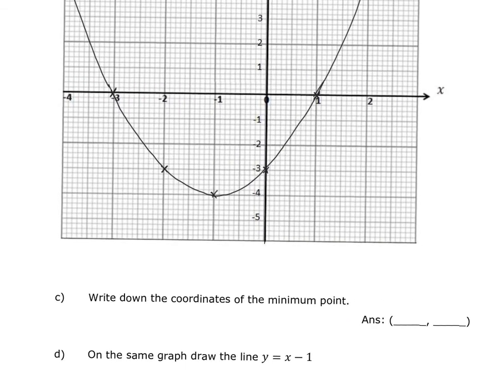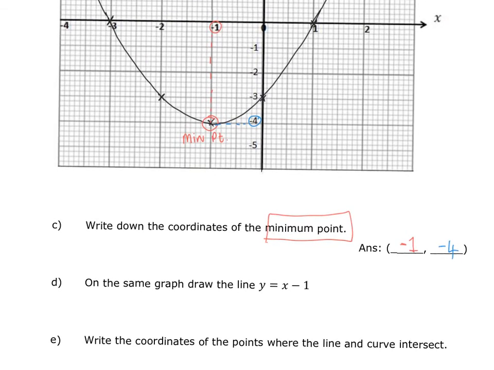Question C, write the coordinates of the minimum point. The minimum point is the lowest point, and the lowest point is this one. That is the minimum point, okay? And the x-axis there is -1, and the y-axis, the y value, is -4. That's the lowest point, the minimum point.